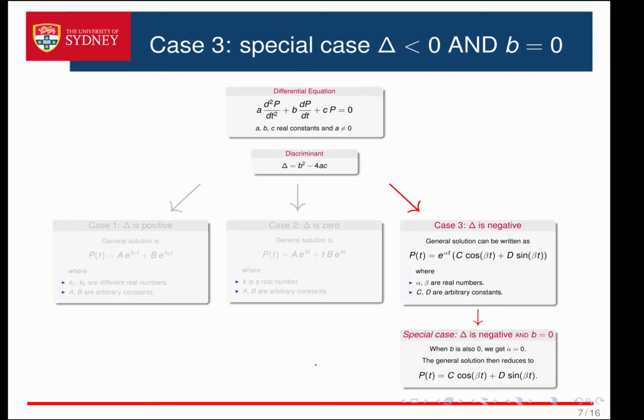Slide 7. Example of a special subcase of case 3. We will now consider the special subcase of case 3 as we talked about in the first slide. For this special subcase of case 3, the discriminant is still negative, and so the roots of the characteristic equation will still be complex numbers. But here, b is equal to 0, and so the dp dt term is missing. We will now give an example of how to solve this case.